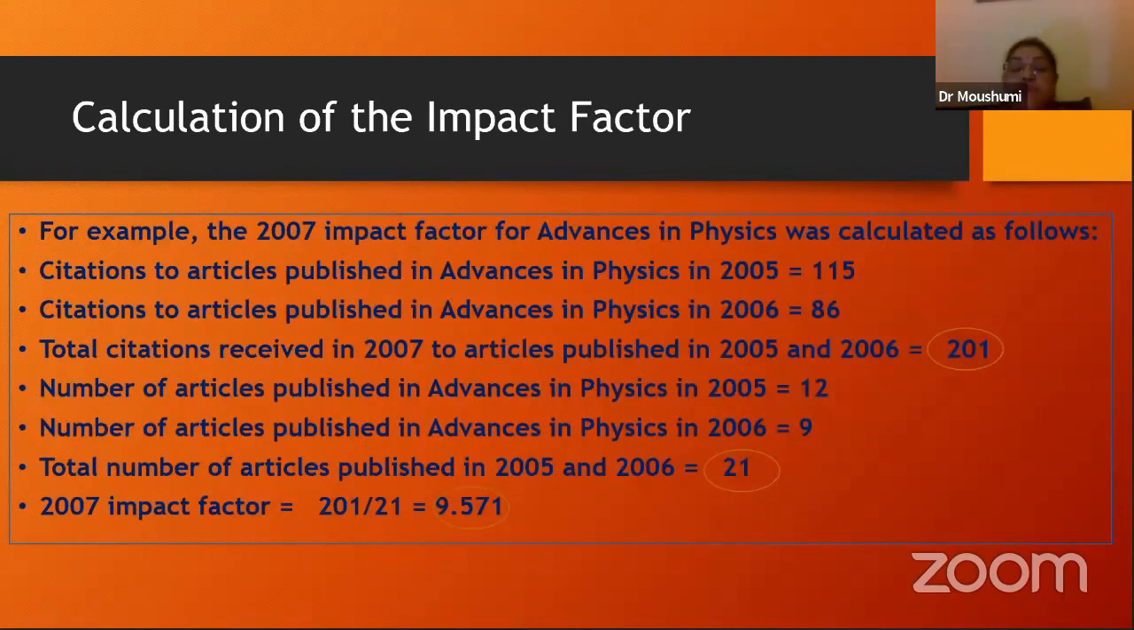Why? If I want to find out the impact factor of 2008, I will take the data of 2007 and 2006. If I want to find out the impact factor of 2019, I will take the details of 2018 and 2017. But as I said, some high reputed journals also take 5 years of data, but the method is the same. I hope I am clear about the calculation of the impact factor.